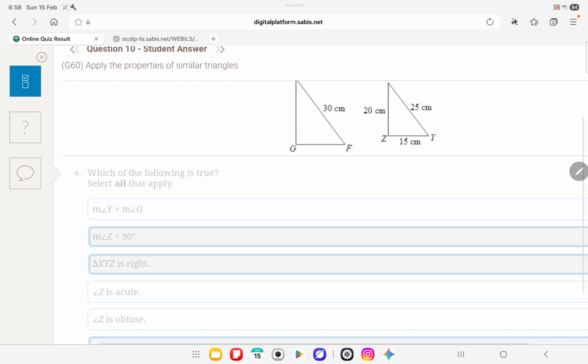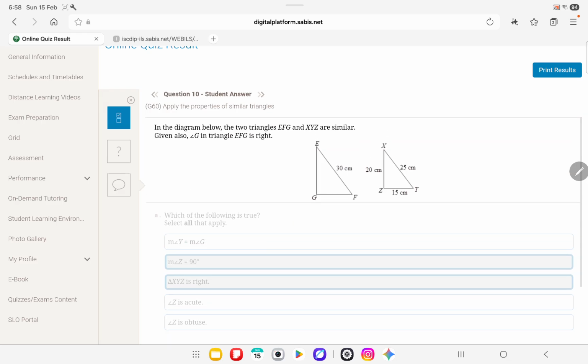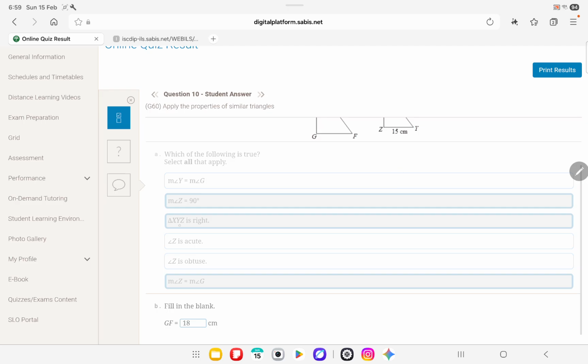So what do we pick? We pick the measurement of angle Y is equal to the measurement of angle G, Y and G. Right angle and this angle. Does this look like a right angle to you? Of course not, so it's wrong. Then we have measurement of angle Z is 90 degrees. This is right, and this is right. Right means it's 90 degrees, so that's it.